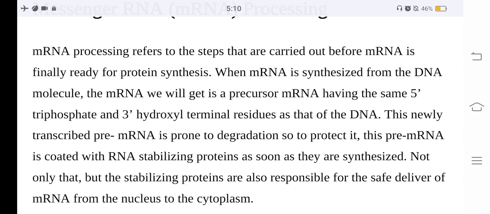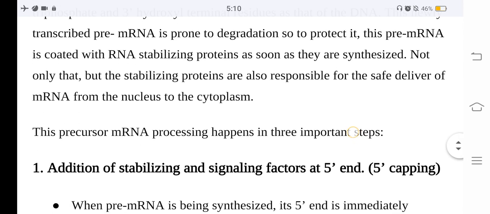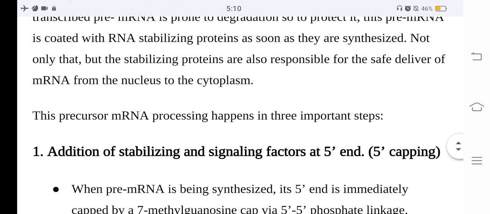So to protect it, this pre-mRNA is coated with RNA stabilizing proteins as soon as it is synthesized. Not only that, but the stabilizing proteins are also responsible for the safe delivery of mRNA from the nucleus to the cytoplasm. This precursor mRNA processing happens in 3 important steps.